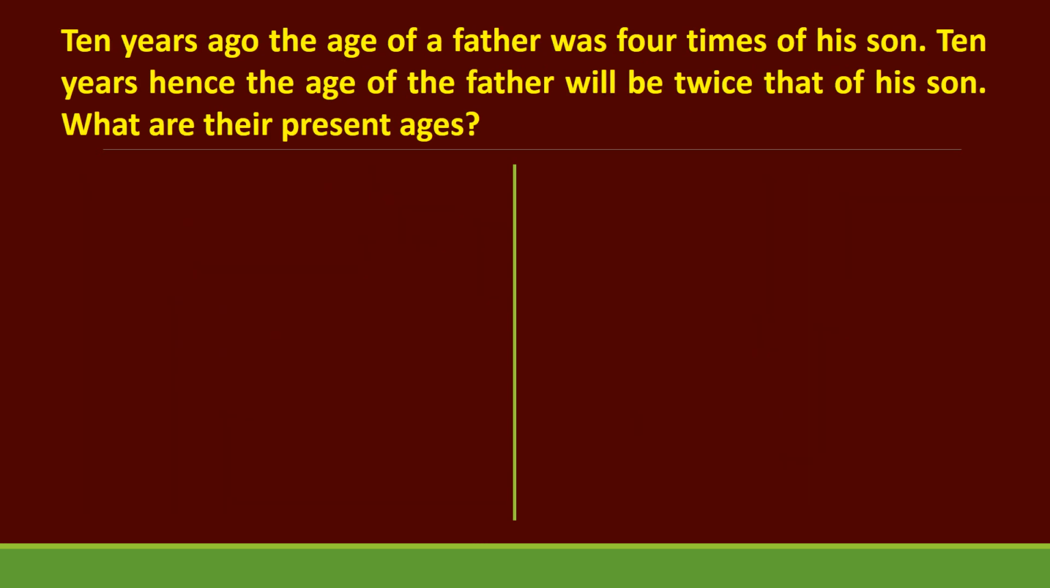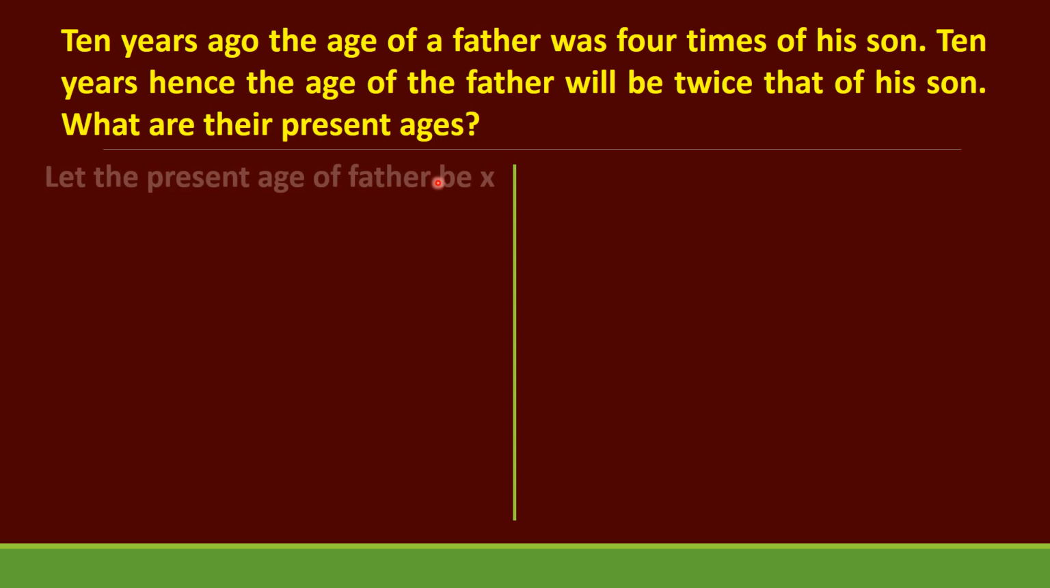And let us try to solve a similar problem using the elimination method. This question is similar to the previous question. Here it is. 10 years ago, the age of a father was 4 times of his son. 10 years hence, the age of the father will be twice that of his son. What are their present ages?